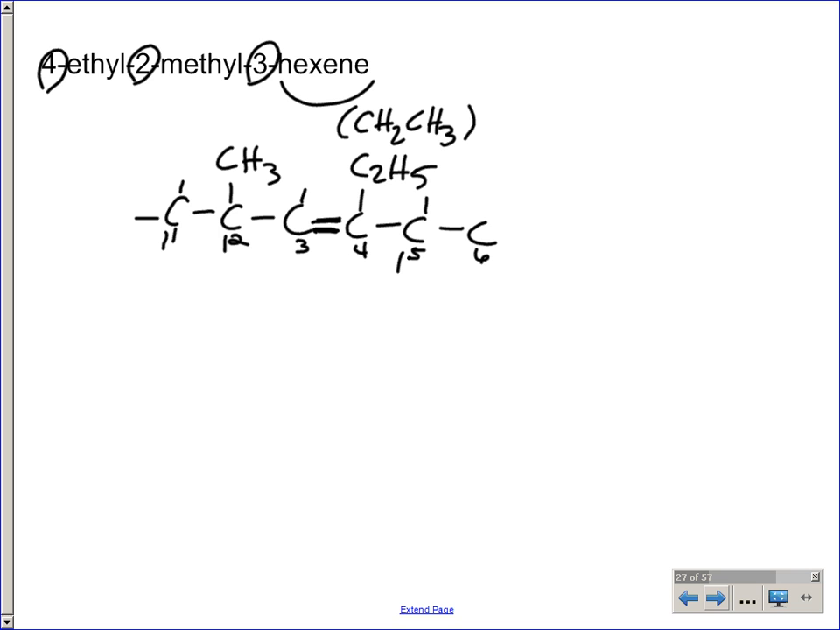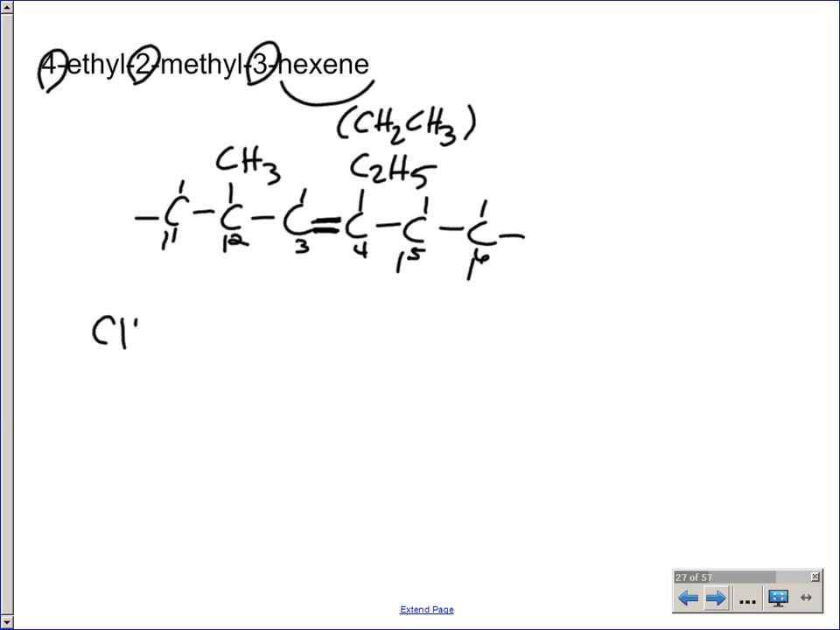The fifth one needs two more hydrogens. The sixth one needs three more hydrogens. So if you filled all the hydrogens in, that would be your structural formula, which is great. But I'm going to ask you to condense further down. We're going to crunch this down into its condensed structural formula.